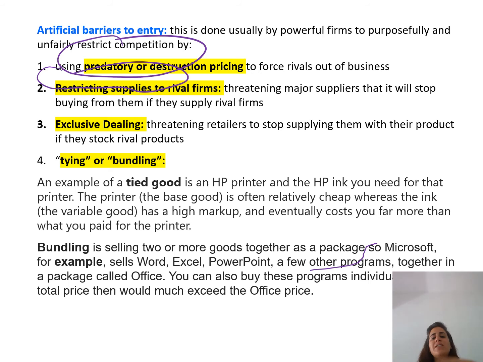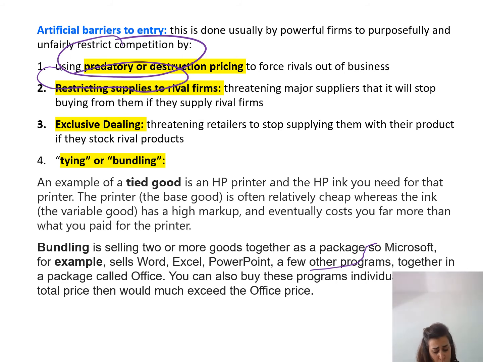I threaten my supplier. I would tell him, if you give any other company these resources, I will stop buying from you. So he will be afraid to try that strategy because he is already making profits out of my company. He wouldn't want to risk his business and provide any other firm.